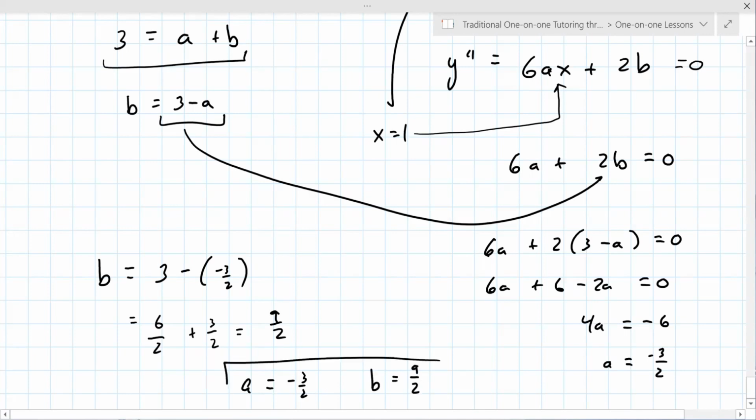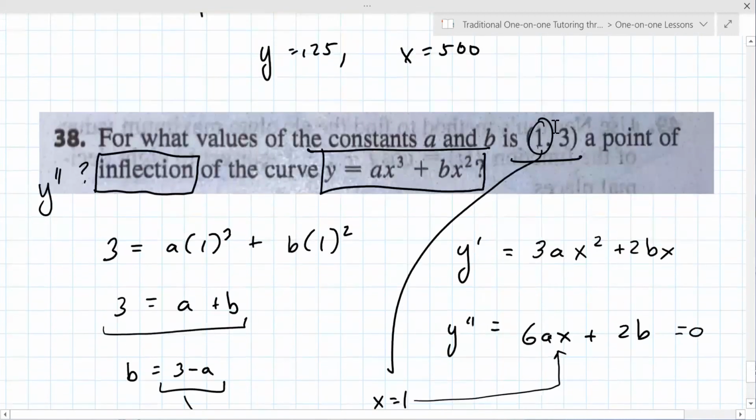So in summary here, for this particular problem, you had to know that (1, 3) is on the curve. I know it says it's a point of inflection, but it's on the curve. That just means it switches concave down, concave up, or concave up, concave down, but it's on the curve. That's why we can use it right away. You had to know that inflection meant second derivative, so you take two derivatives. Then you had to know to put one into that derivative and get two equations, and then you were able to solve for A and B.